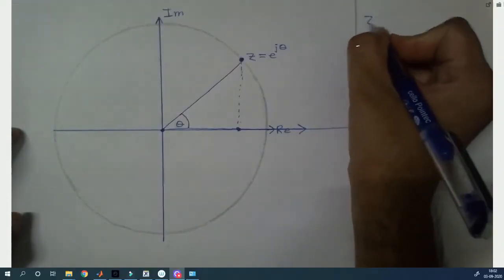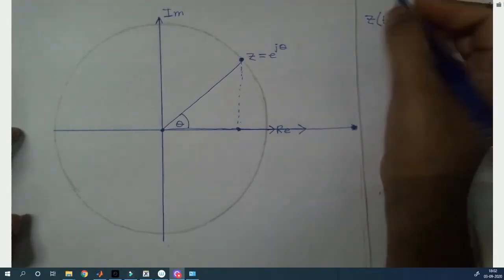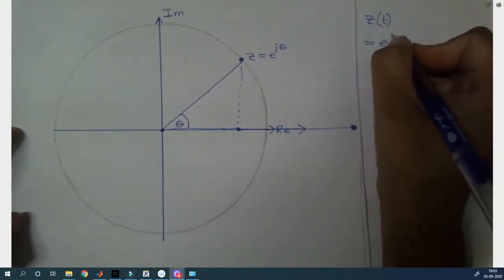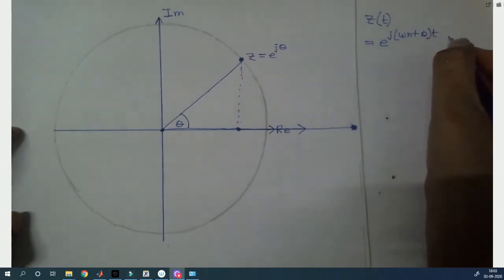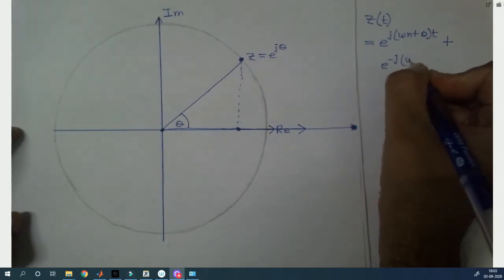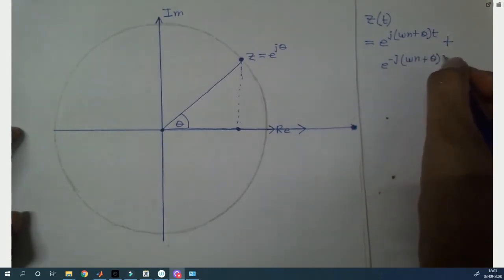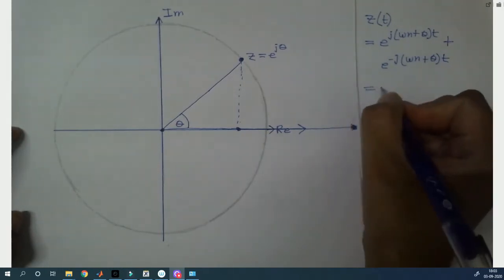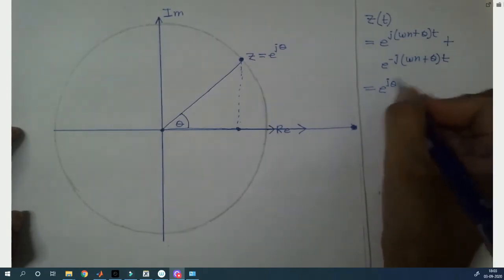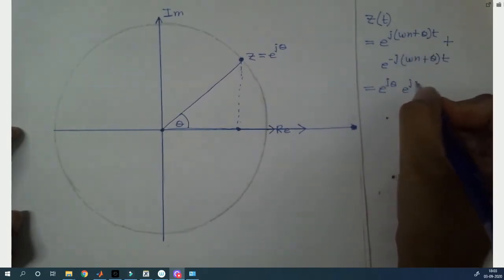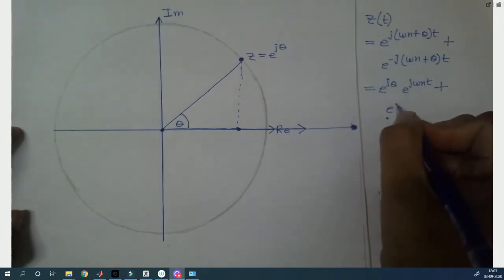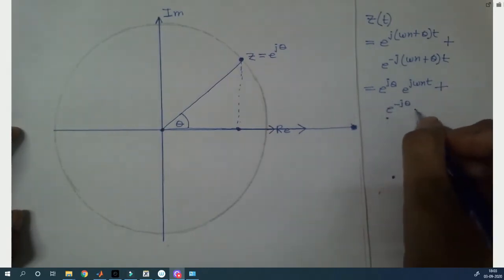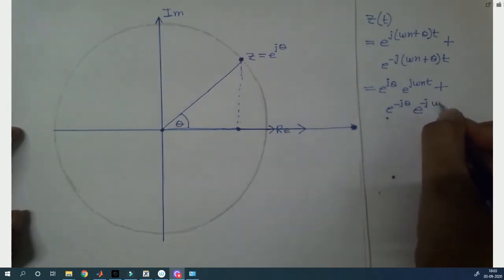Next, let us consider a number z, a function of time, given as e to the power j (n omega t plus theta) plus e to the power minus j (n omega t plus theta), which you may also write as e to the power j theta, a constant, multiplied with e to the power j n omega t, this part is a function of time, plus the second term e to the power minus j theta, which is constant, multiplied with e to the power minus j n omega t. This part depends on time.